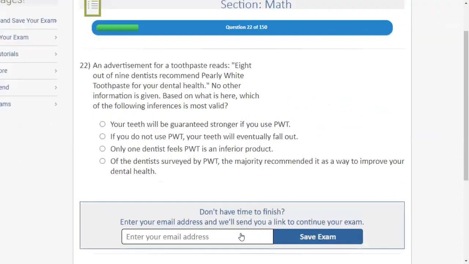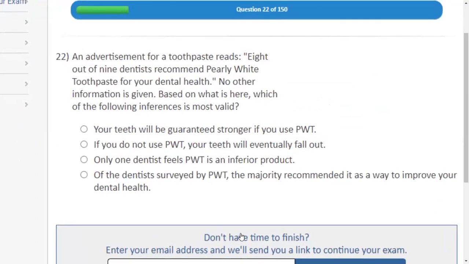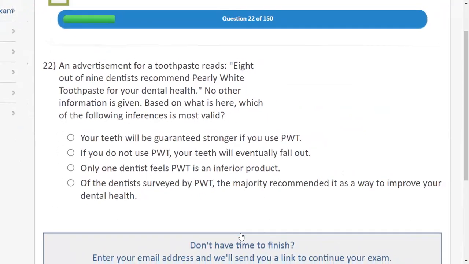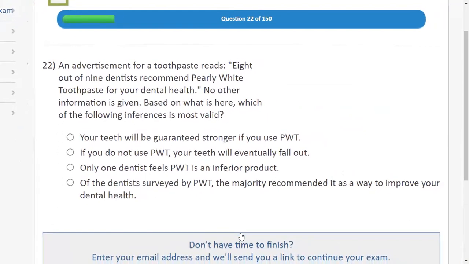I'm just going to zoom that. I think now you can see this. An advertisement for toothpaste reads: 8 out of 9 dentists recommend Pearly White toothpaste for your dental health. No other information is given. Based on what is here, which of the following inferences is most valid?